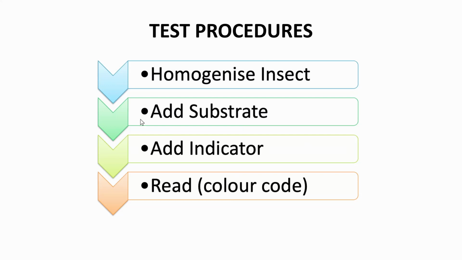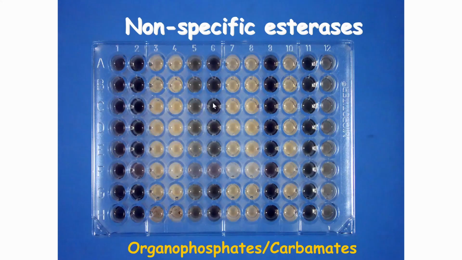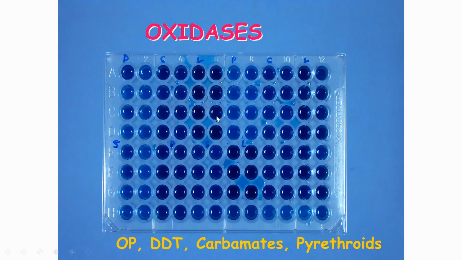This is an example from field collected mosquitoes, where you can see that in the field, among the wild type mosquitoes, some of them are highly resistant. There are susceptible mosquitoes in the field, as you can see here, and there are also heterozygous resistant ones. This is for esterases, and for oxidases, you can see that there are highly resistant mosquitoes. The mechanism involved is oxidase.